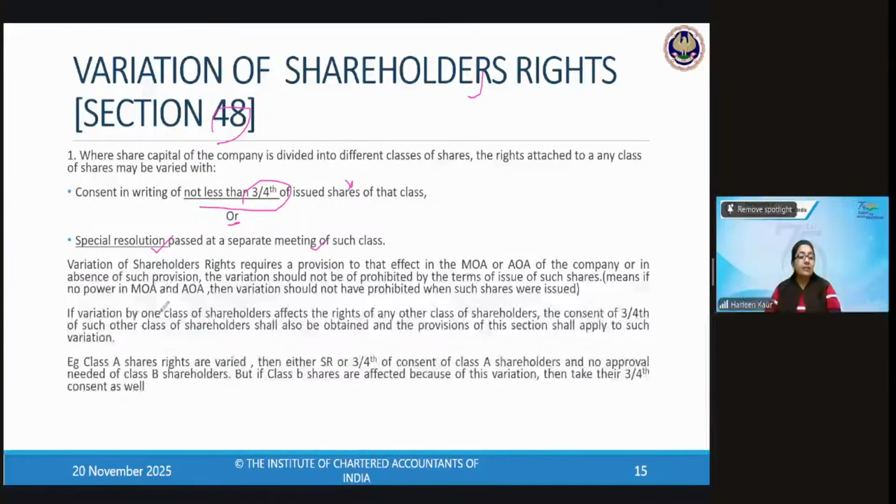And if this variation is of one class of shareholders, say for example I am trying to make changes in the preference shareholders' rights, and this is really affecting equity shareholders also, do we need the consent of this class of shares? Yes, ma'am, three-fourth of the consent of this class of shares is also required. So for preference shares whose rights are being varied, three-fourth of the consent and SR both will be needed. But for the shareholders who are being affected because of this variation, only their three-fourth consent is required. No need of passing the SR.